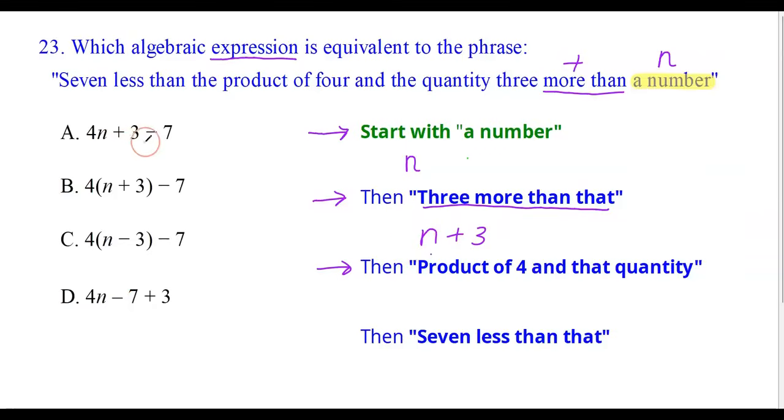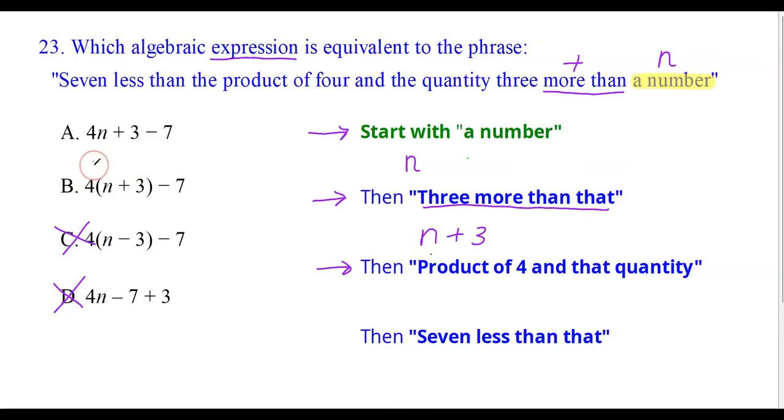A has an n plus 3, keep it. B has an n plus 3 right here, keep it. C has an n minus 3, get rid of it. D does not have an n plus 3 right next to it. It's got to be right next to each other. It has an n minus 7 right here. The plus 3 is at the end. Get rid of it.